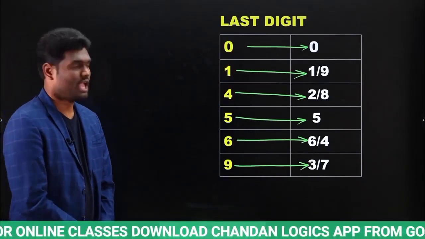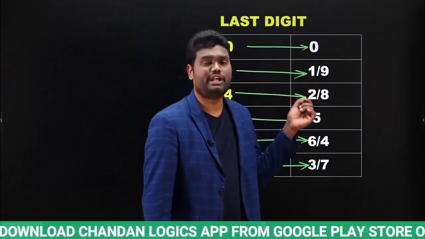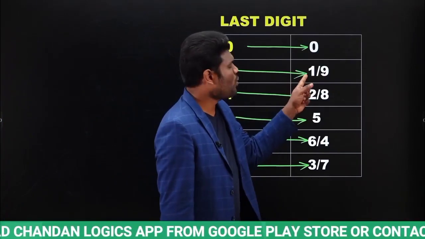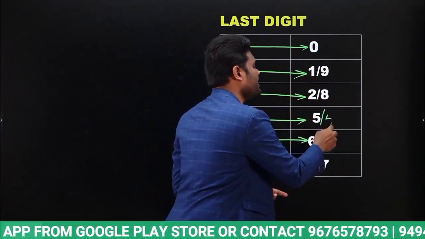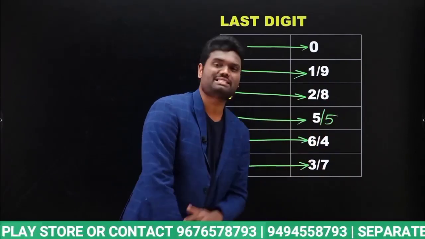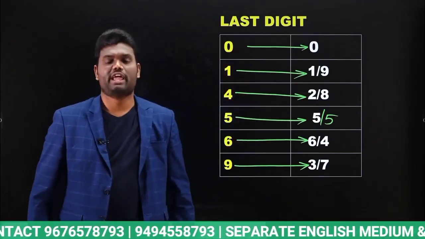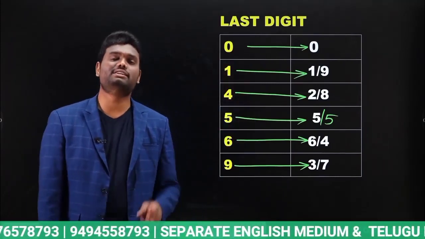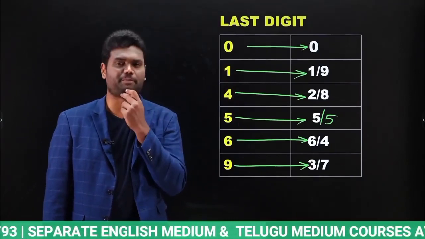Okay, 3 or 7. Now how to remember this is, when you add these numbers, it is going to be 10. 1 plus 9, 10. 2 plus 8, 10. If you want, you can write 5 plus 5, 10. 6 plus 4, 10. 3 plus 7, 10. Which means if you know one number, automatically you can say the other number. If I know that last digit 9 comes at 3, the other number should be 7, because 3 plus 7 is 10.